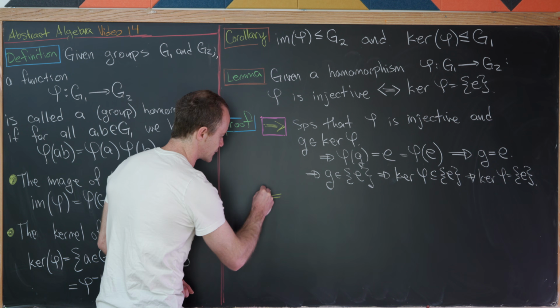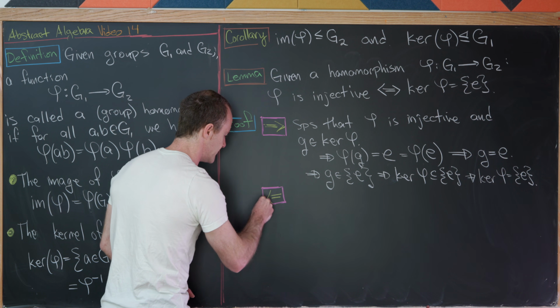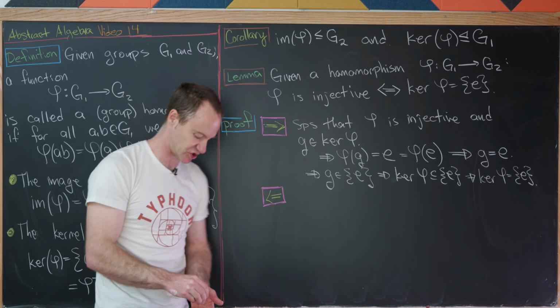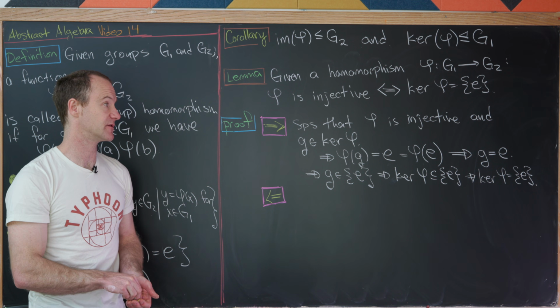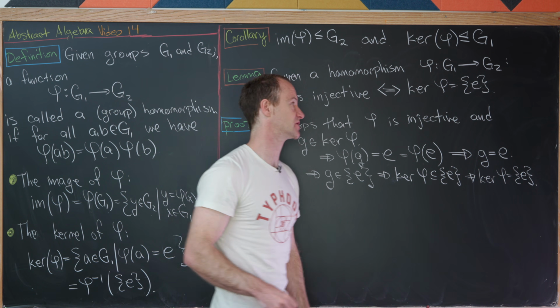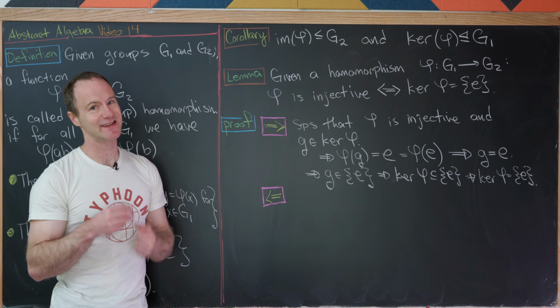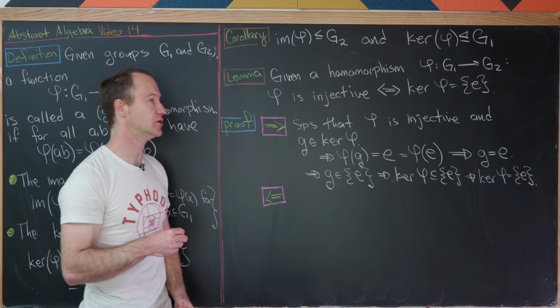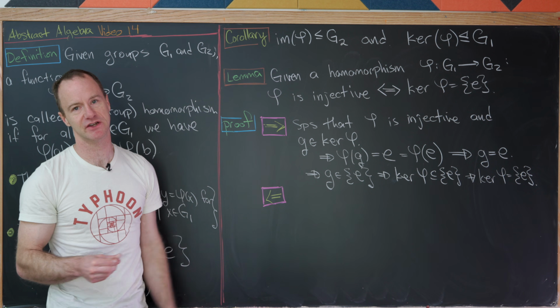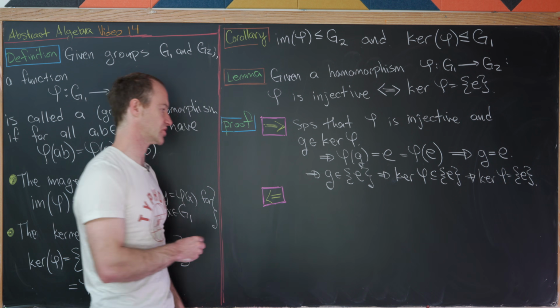While we're moving on to this reverse direction, I'd like to point out one more time that if you're given a homomorphism and you're asked to prove that it's injective, 9 times out of 10, you'll want to use this statement over here to prove it's injective. You'll want to show that the kernel is trivial. That's generally a faster way to do it than using the definition of injectivity. Okay, so now back to this reverse direction.